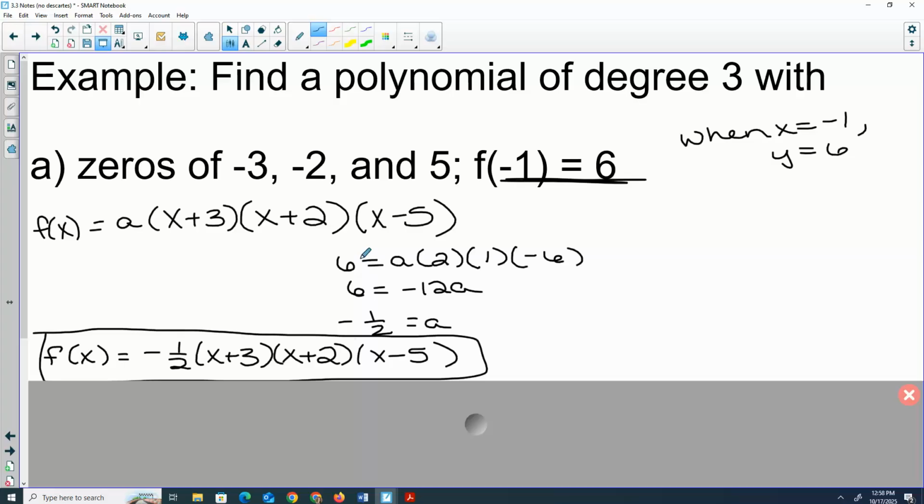Alright. I get how you get the -1a, but how do you get the 1/2? Oh, I never divided it. You divided. Okay, sorry. No, it's okay.